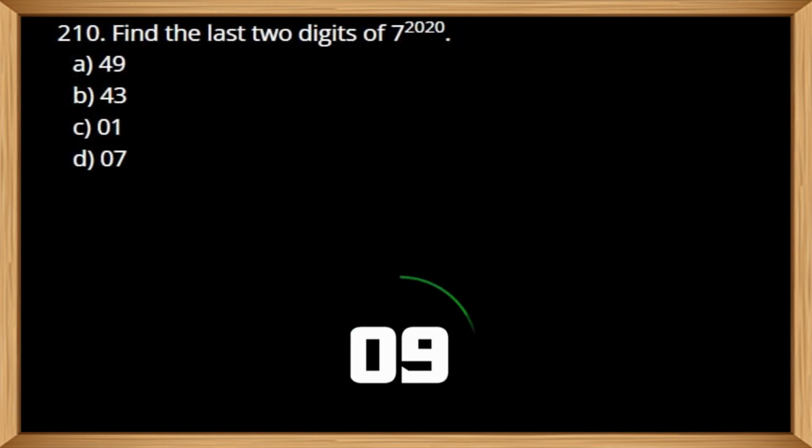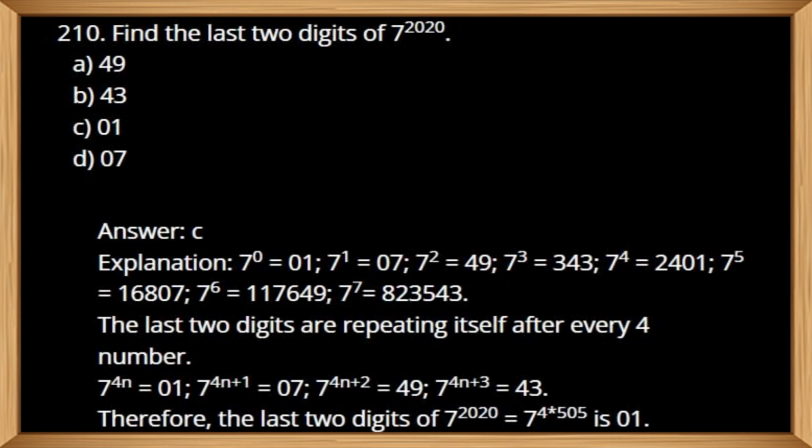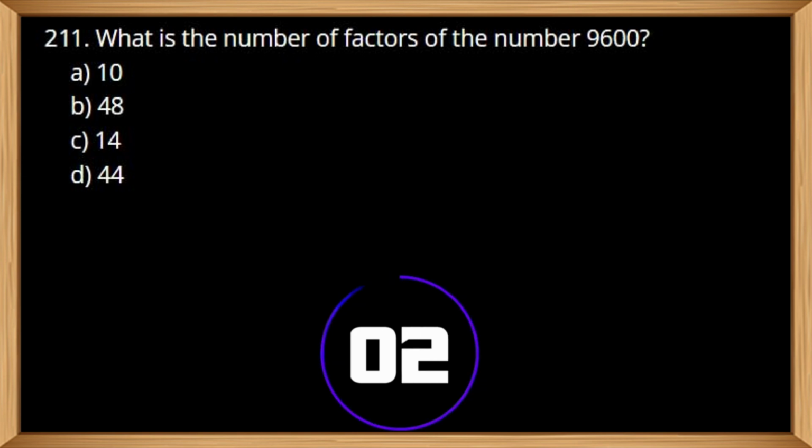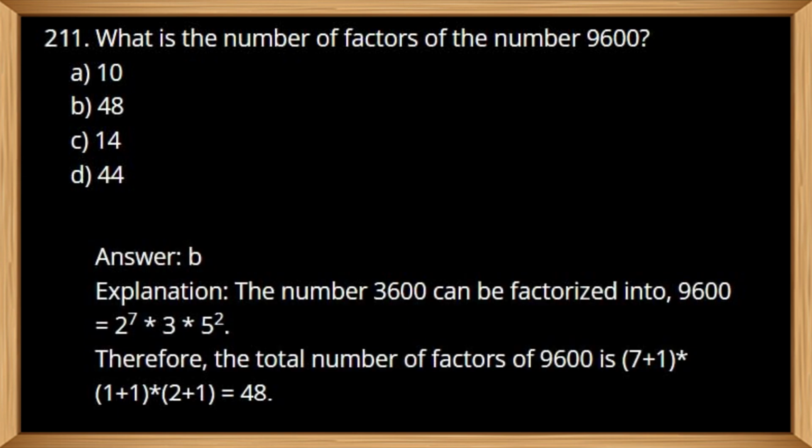Find the last two digits of 7 power 2020. Option C, 01. What is the number of factors of the number 9600? Option B, 14.